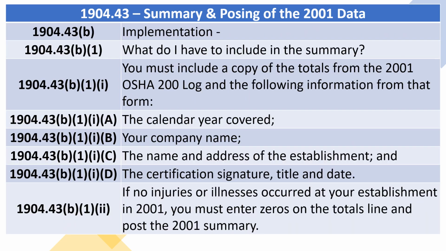1904.43(b). Implementation. 1904.43(b)(1). What do I have to include in the summary? 1904.43(b)(1)(i) through (b)(1)(ii). You must include a copy of the totals from the 2001 OSHA 200 log and the following information from that form: the calendar year covered, your company name, the name and address of the establishment, and the certification signature, title, and date. If no injuries or illnesses occurred at your establishment in 2001, you must enter zeros on the totals line and post the 2001 summary.